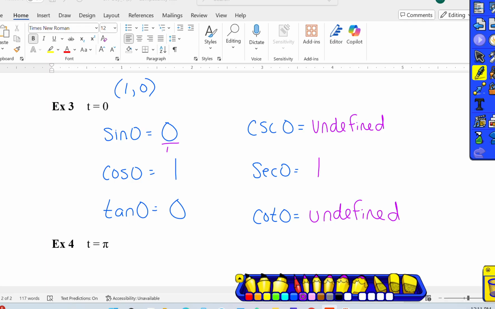So why that happens again is because remember these trig functions, you're just comparing two sides. If you're comparing a side divided by another side to 0, that's why that ends up being undefined.